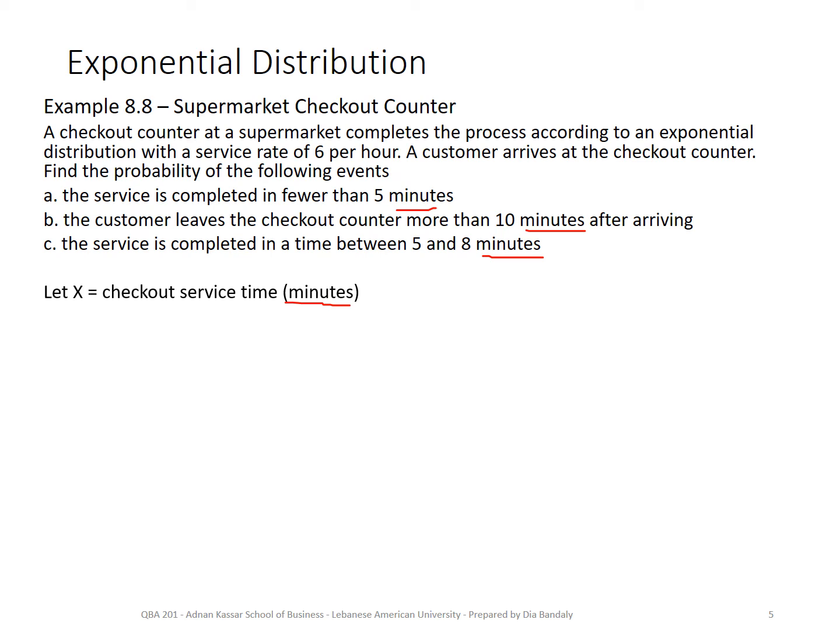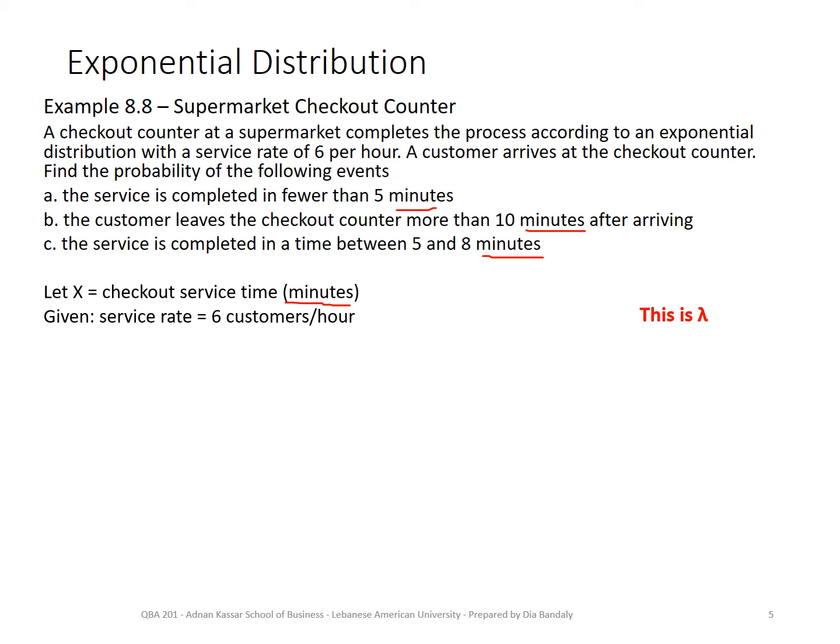We are given this service rate of 6 per hour. What's that? This is lambda. How did I know that this is lambda? We know that lambda is the inverse of the mean, and the mean is what? It's the average of times, right? So I know that lambda is the inverse of the mean.